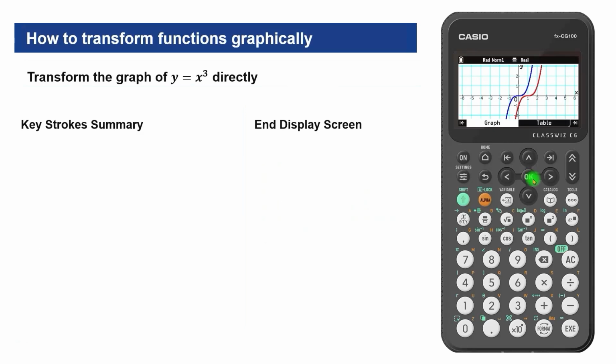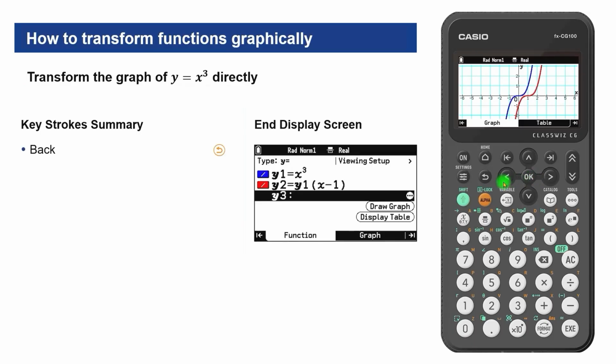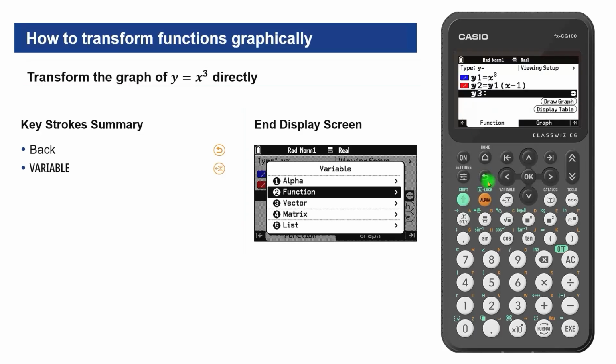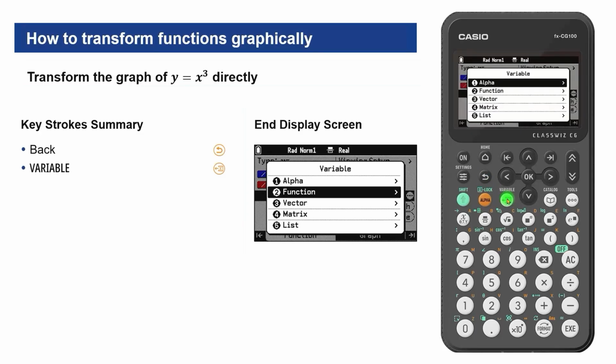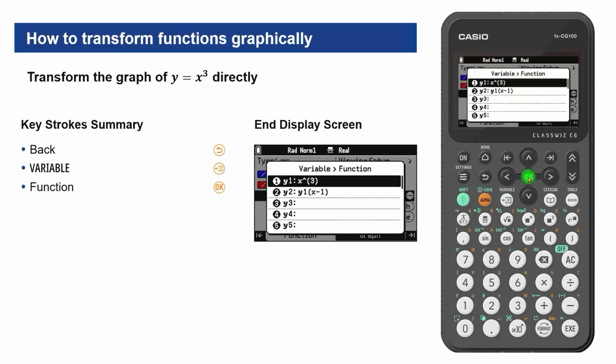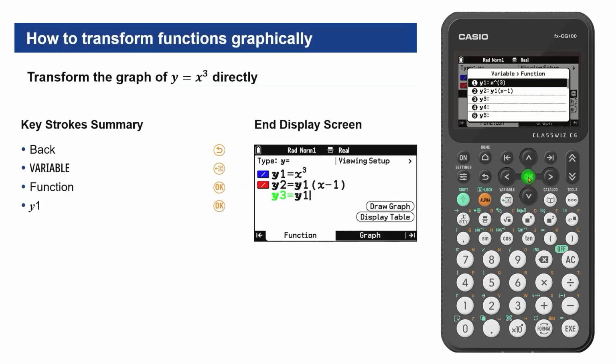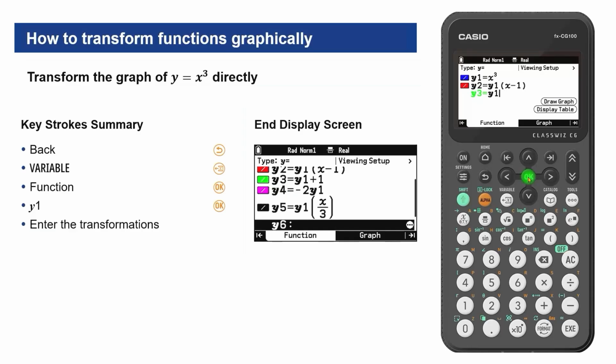Different transformations of the same function can easily be performed using the same variable key method. Press back to return to function. For y3, press Variable as before, and select Function. Then the cubic y1. For an f of x, add a vertical translation, add 1.